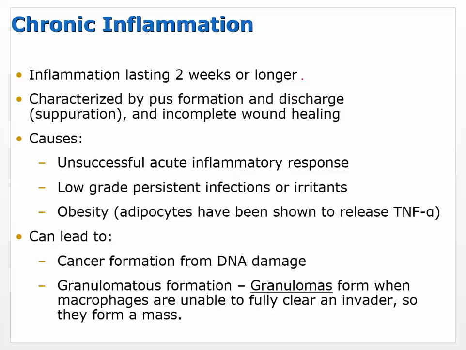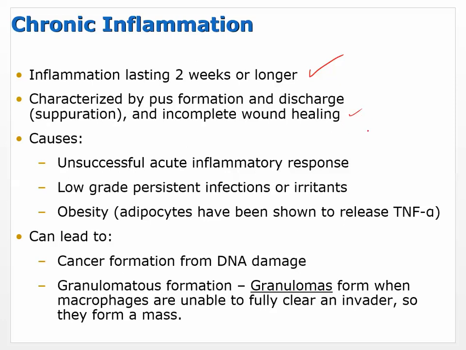All right, so chronic inflammation lasts 2 weeks or longer. So we went from systemic, and now it just won't go away. It can still be localized, but it's characterized by pus formation and discharge, which is the discharge of pus, and incomplete wound healing. So it's trying, can't get it done.